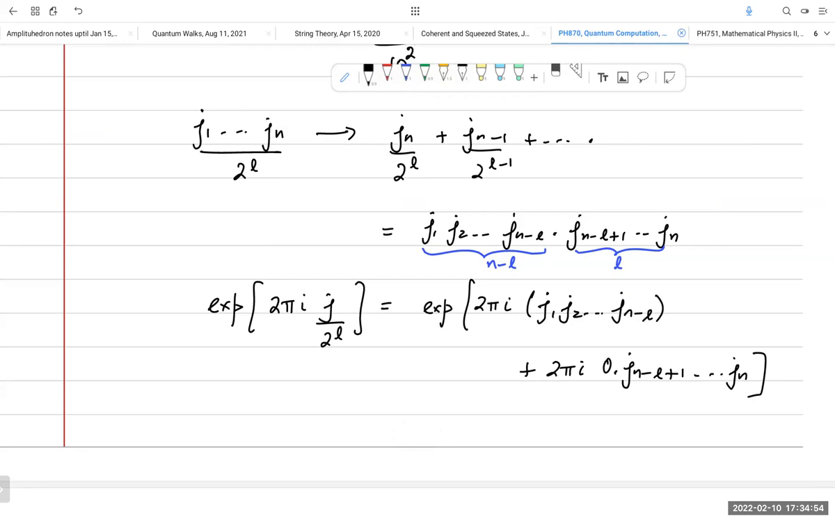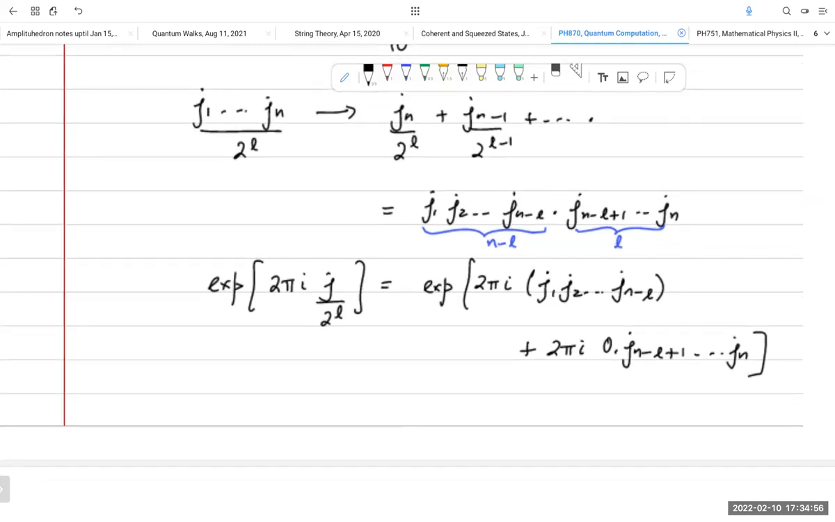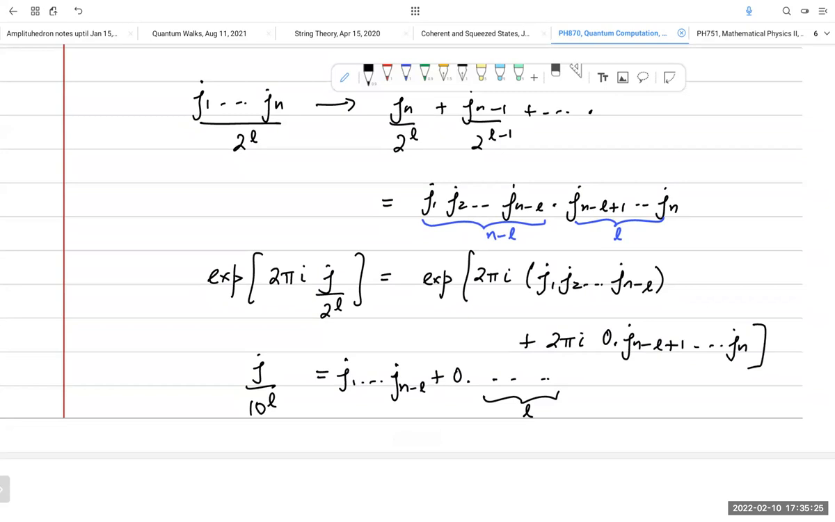So if you're working with, for instance, base 10, what would this correspond to? You have j divided by 10 to the l. So you have j1 till jn minus l, plus the decimal point where there will be l significant digits. Is this clear to everybody?